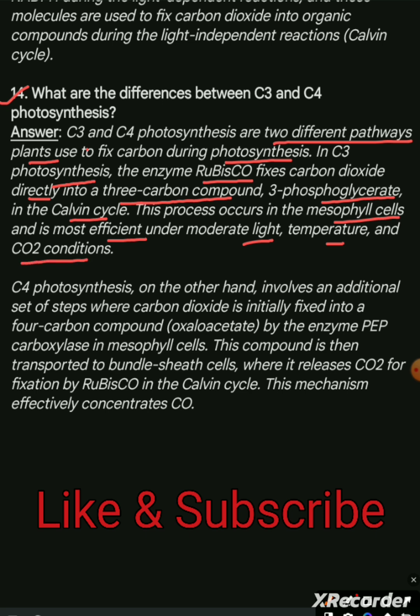C4 photosynthesis, on the other hand, involves an additional set of steps where carbon dioxide is initially fixed into a 4-carbon compound, oxaloacetate, by the enzyme PEP carboxylase in the mesophyll cells. This compound is then transported to bundle sheath cells where it releases CO2 for fixation by Rubisco in the Calvin cycle. This mechanism effectively concentrates CO2.